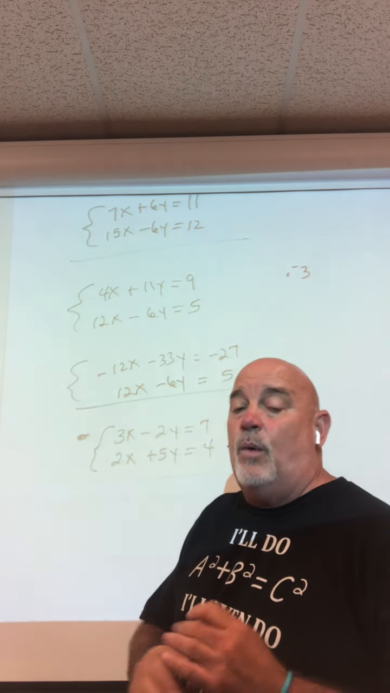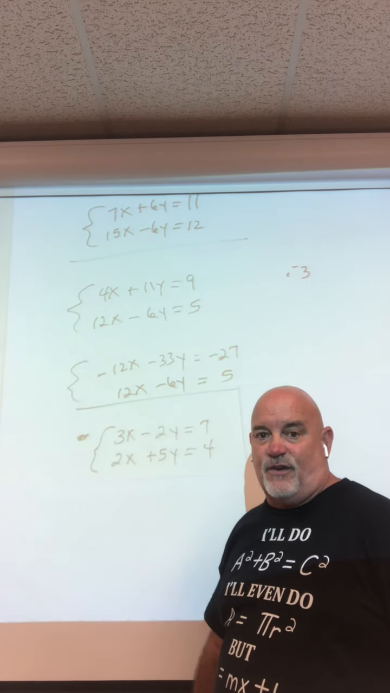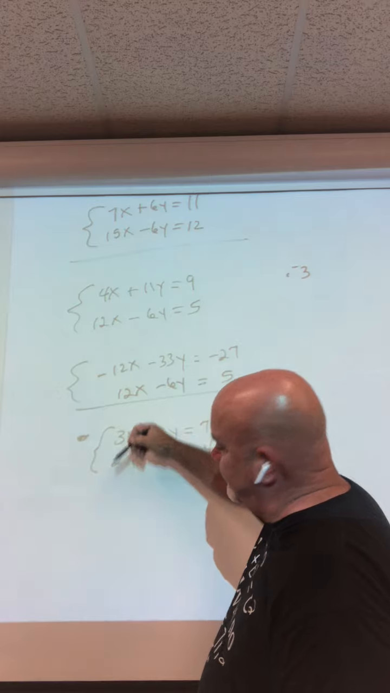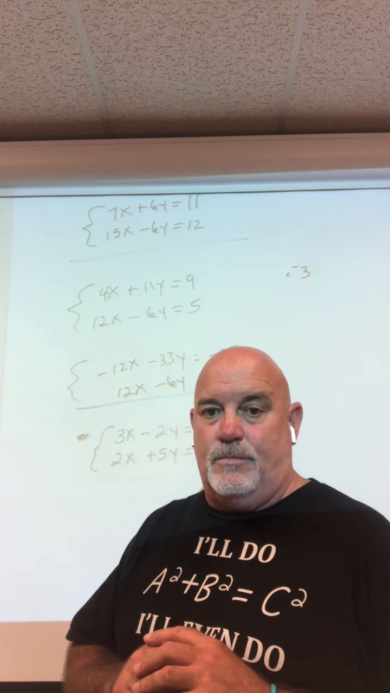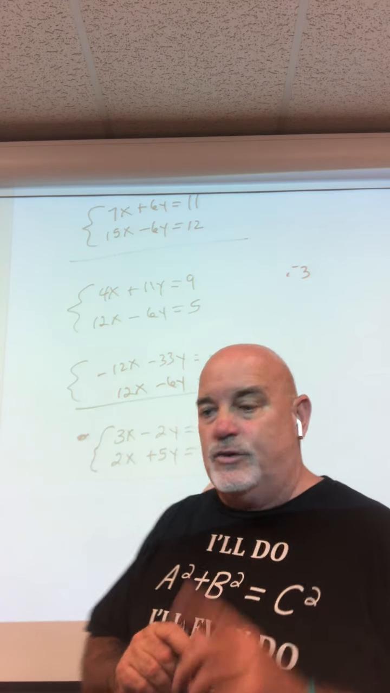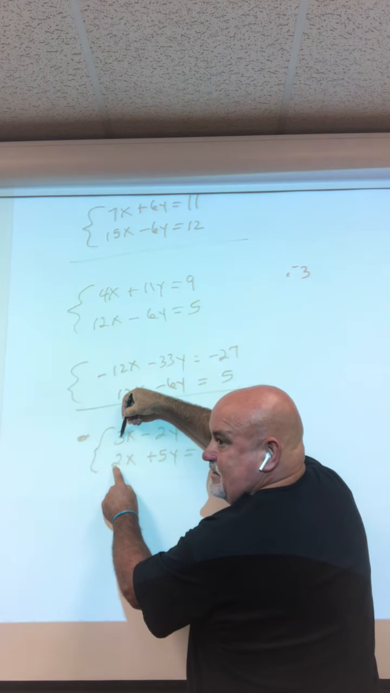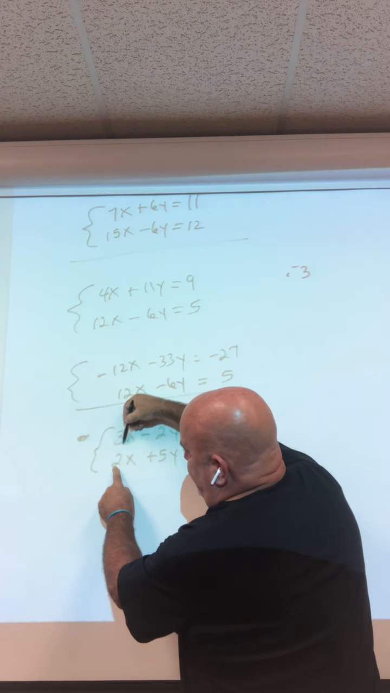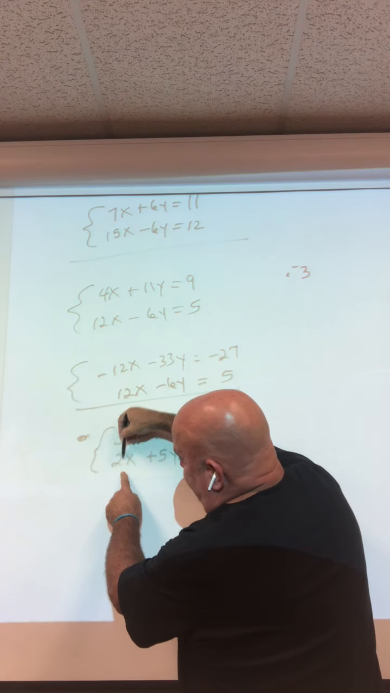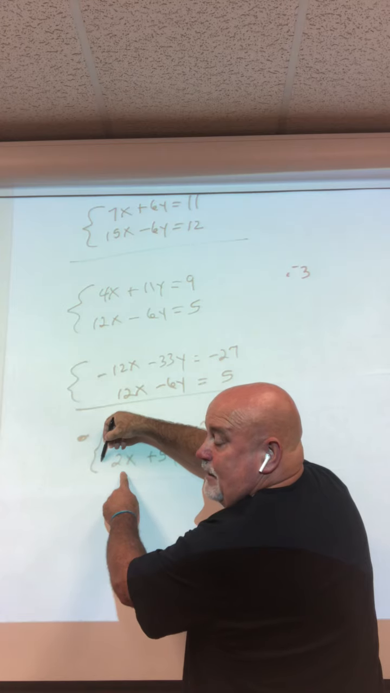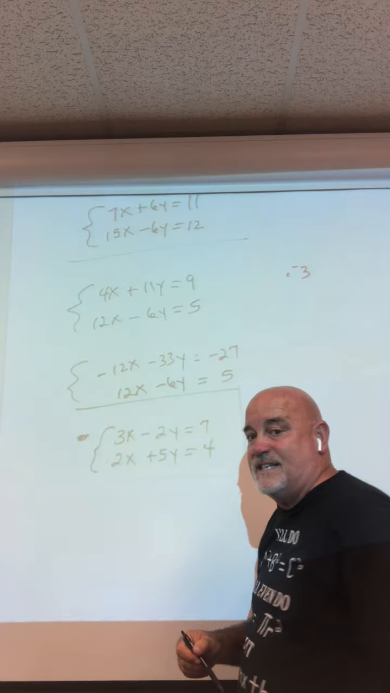So let's talk about what we would do in both cases. Let's suppose I wanted to eliminate the x's first. 3 and 2. Give me a number that 3 and 2 both divide into. 6. So here's what I want to do. Get this to be a 6 and this to be a 6. In order for this to be a 6, what would you have to multiply by? 2. In order for this to be a 6, what would you have to multiply by? 3. So multiply this by 2, this by 3, that would make both of those be 6s.